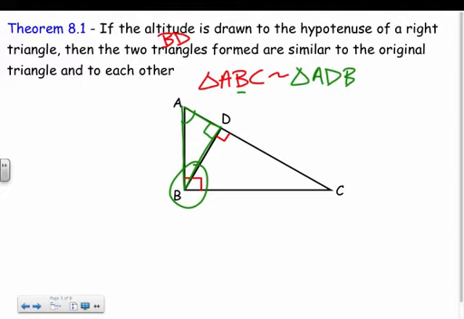And that's also similar to this guy as well. And let's match up our vertices. So A would be similar to what angle in this one? I would say down here with B.